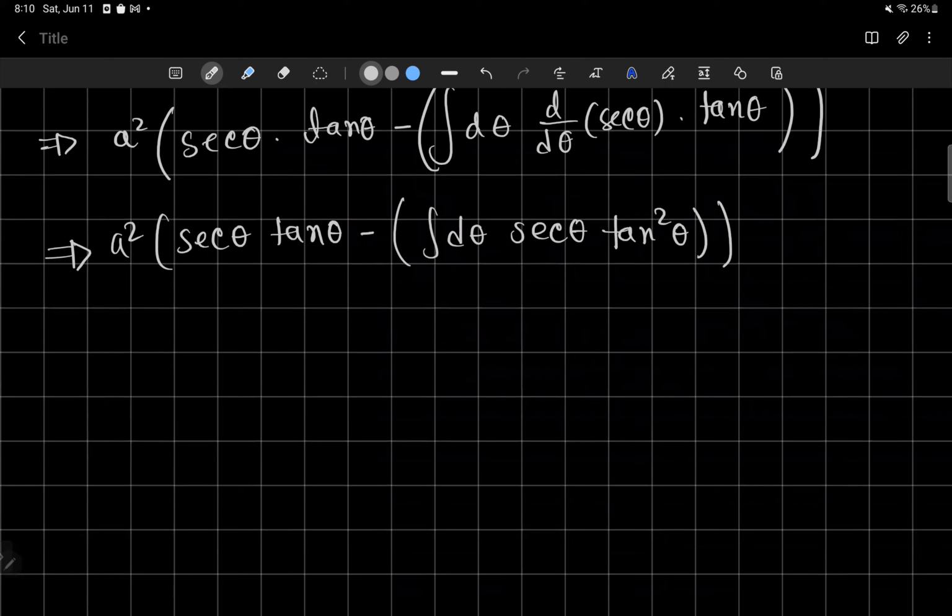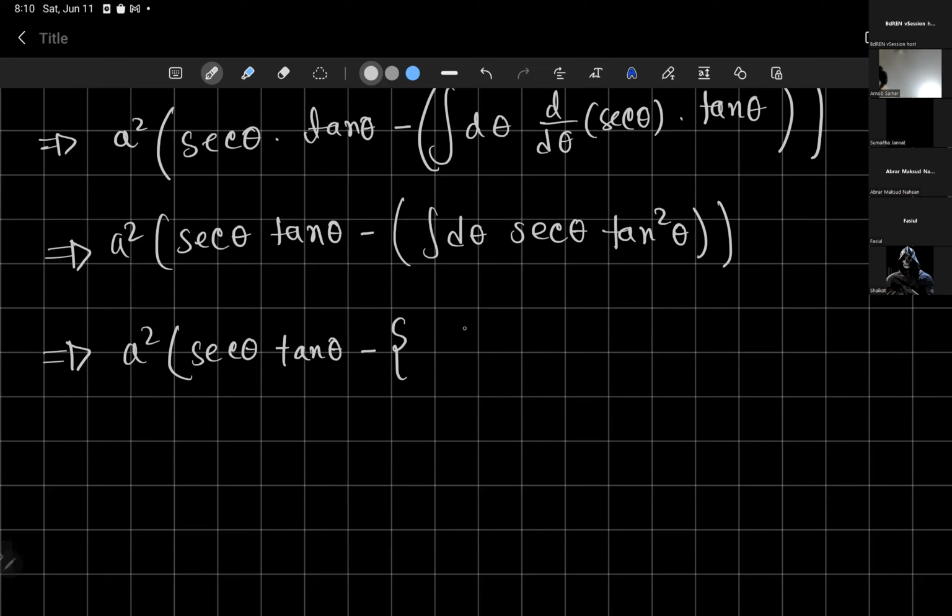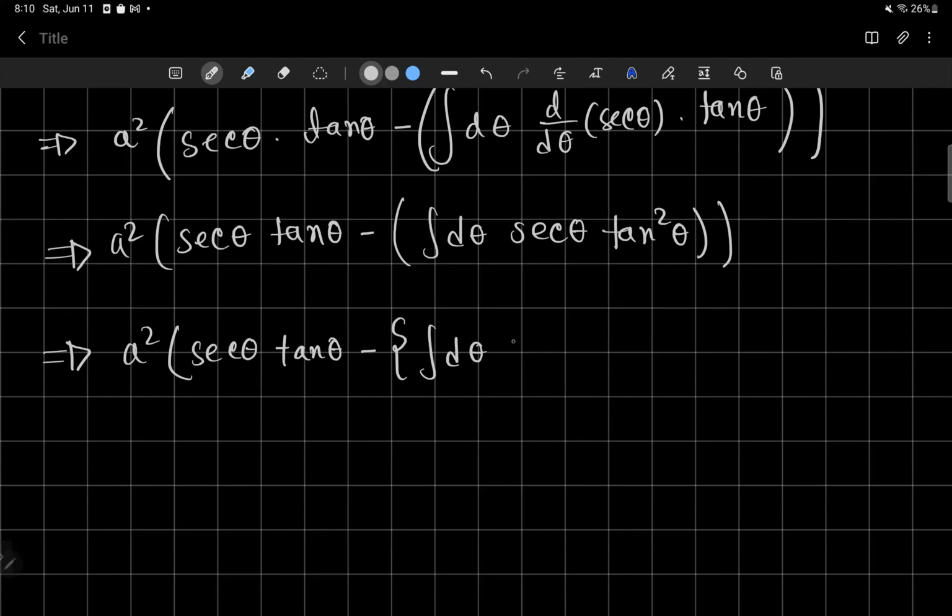So what do we do? We can break down this tan because of this identity. So let's try to do that and see what happens. We can have d theta, and then you have a sec theta. Tan squared theta would be what? Sec squared theta minus 1, right? So then close the braces.